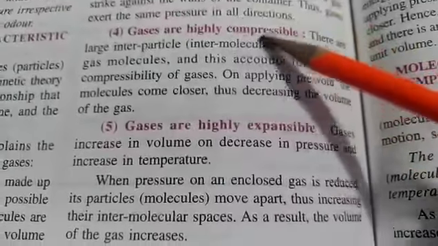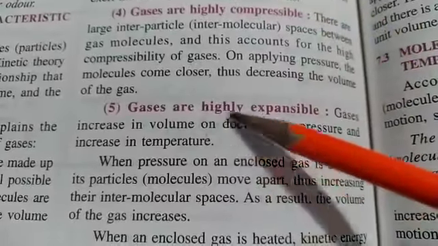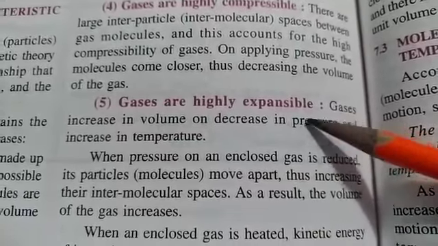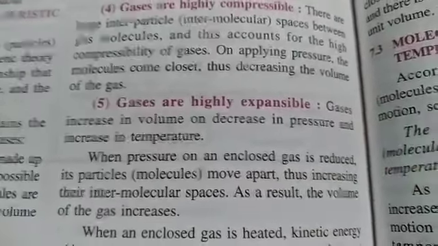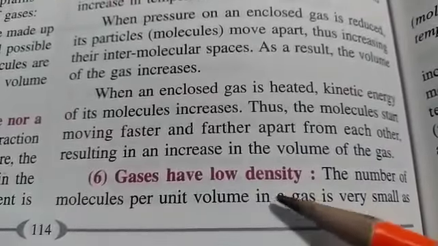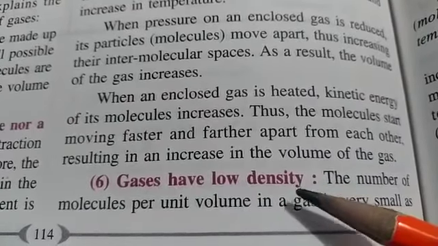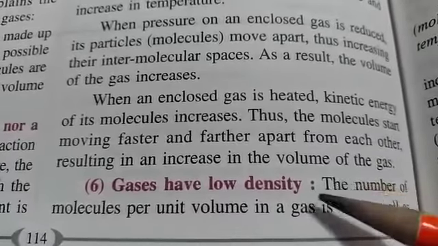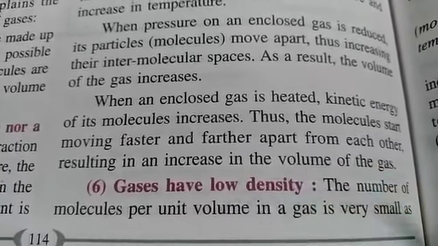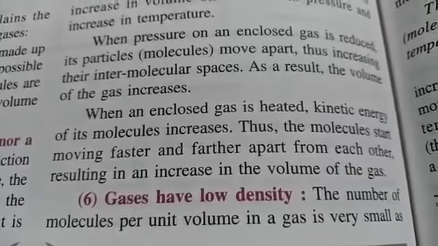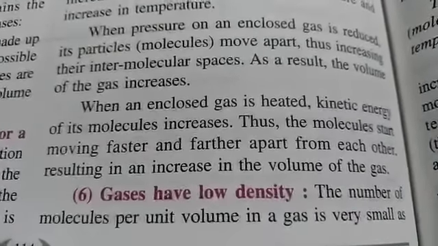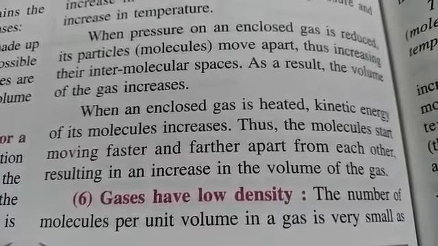So if gases are highly compressible, it means they are highly expansible also. And now you know the reason for the same. Then students, gases have low density, that you already know. Solids have the highest density, then liquids in between that of gas and solid, and then gases have the low density because they occupy a large volume to have a little mass.